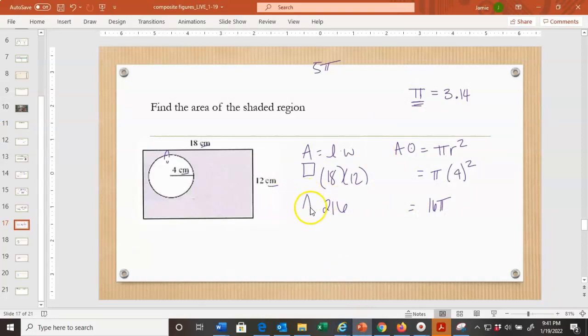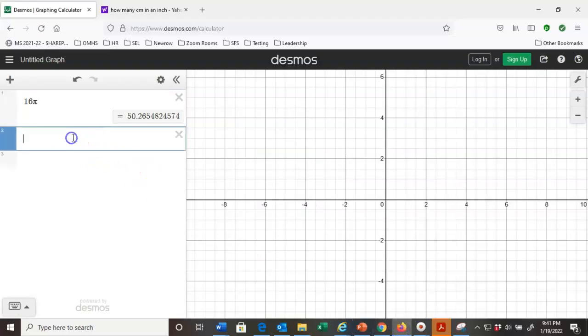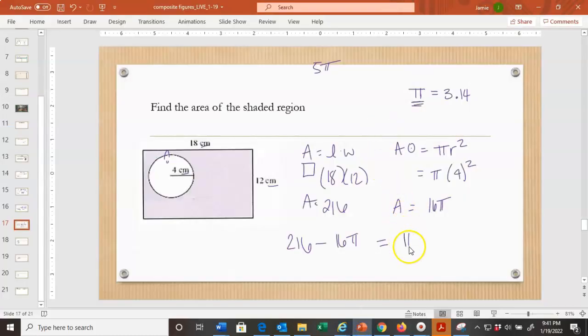because it wants us to find the area of the shaded region. So we're going to take the whole entire area, that's 216, and subtract out the sink, 16 pi. So let's see what that is. 216 minus 16 pi. Now let's go ahead and round because we have our final answer. So 165.7 centimeters squared.